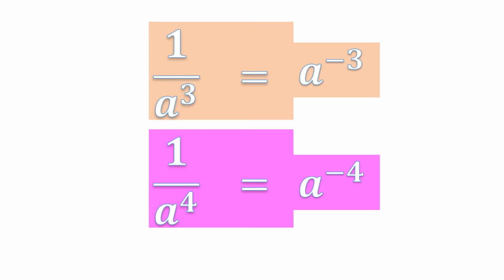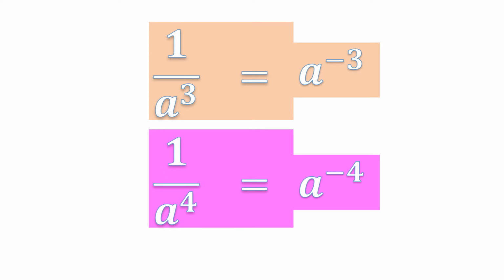So can I generalize this? I can generalize it and I can write 1 by a raised to n is equal to a raised to minus n. I can write it like this, right? 1 by a raised to n is a raised to minus n, right? So this is how we generalize it. This is what you have to remember, okay?